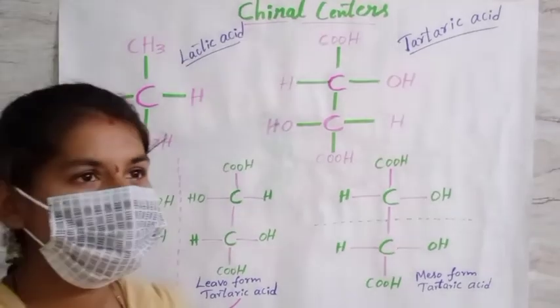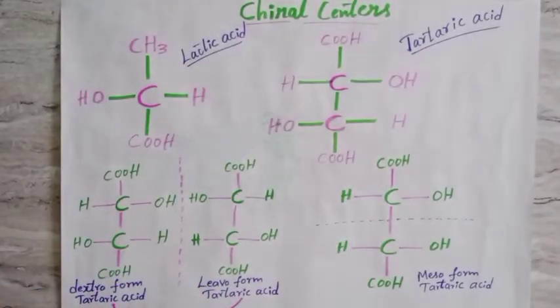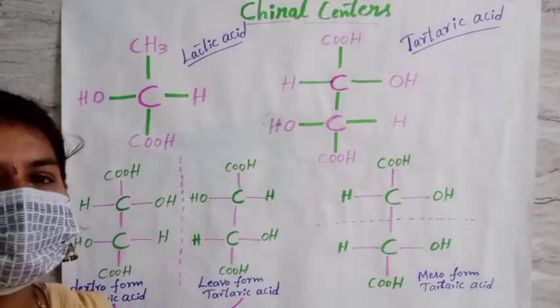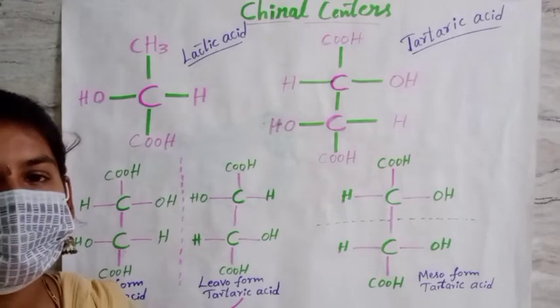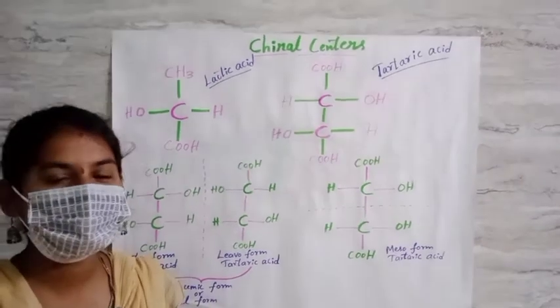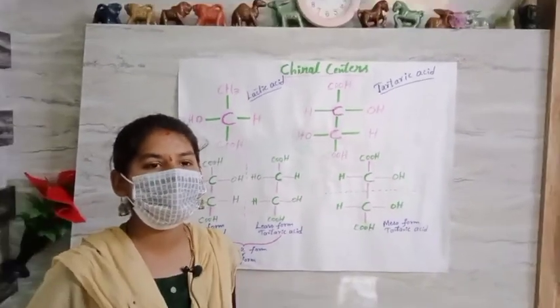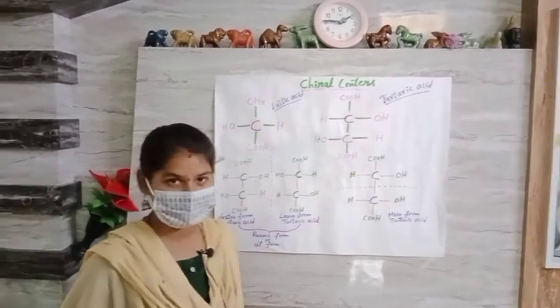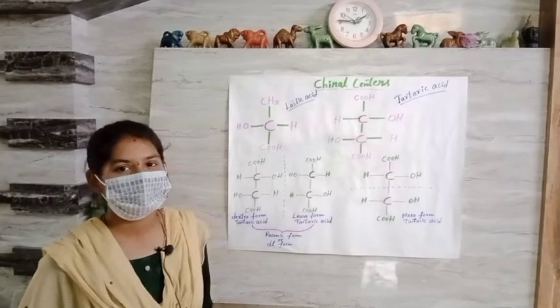If a compound consists of a number of carbons and different groups attached to a carbon, in such conditions, the carbon becomes the chiral center, and the molecule is called a chiral molecule. So the carbon present in the molecule becomes the chiral center, and the complete molecule itself is called a chiral molecule.